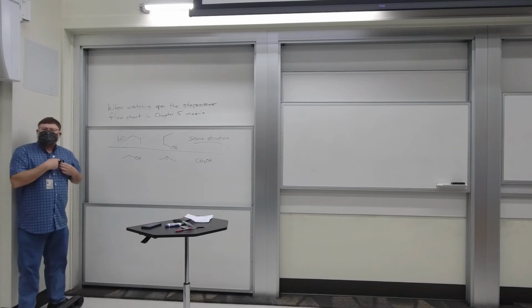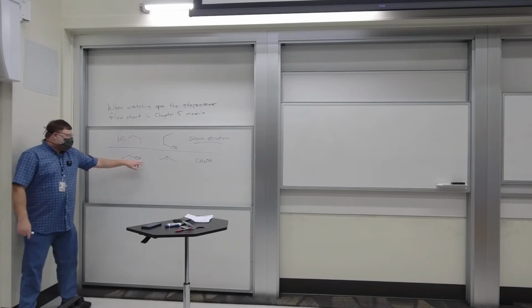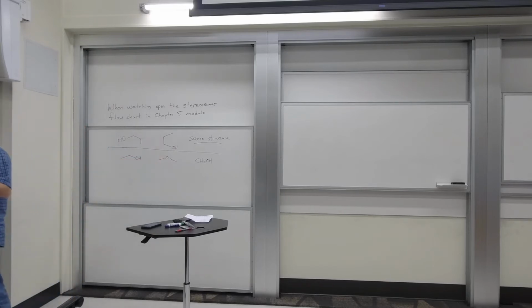No, the microphone's on me, not the camera, so they probably didn't get it. Ethanol and dimethyl ether are constitutional isomers. 2 carbons, 1 oxygen, no unsaturations.